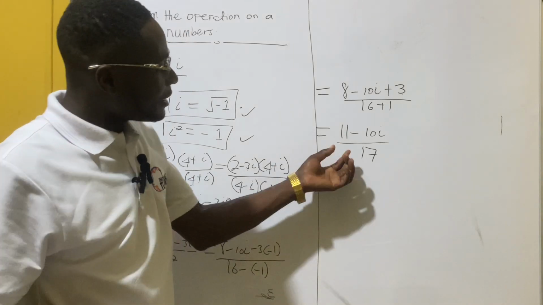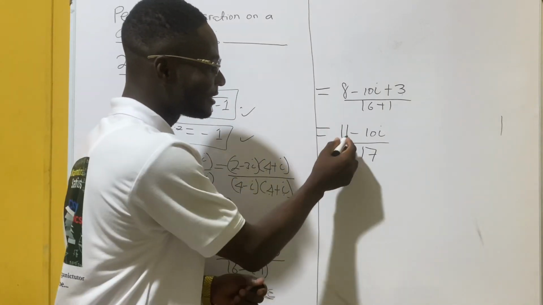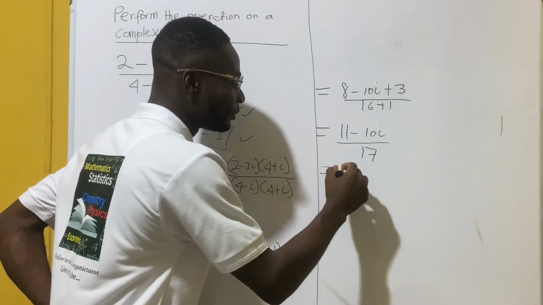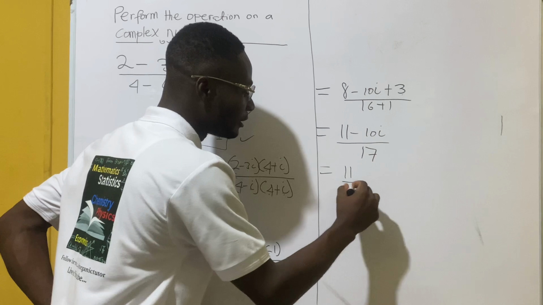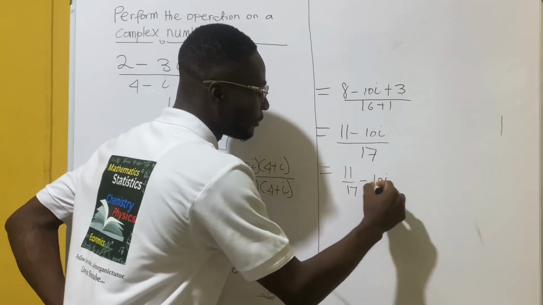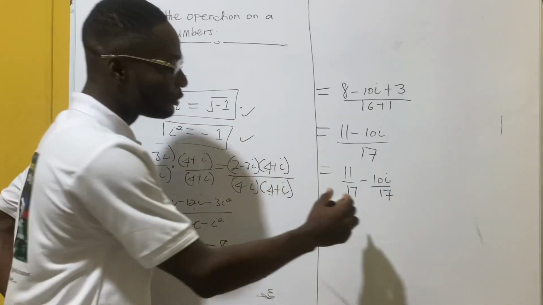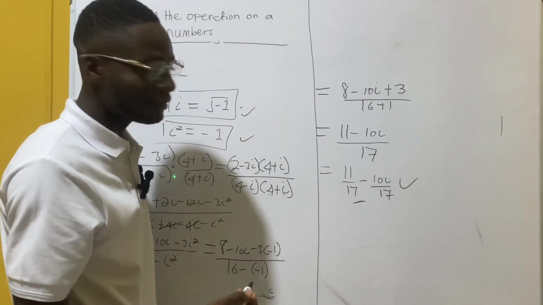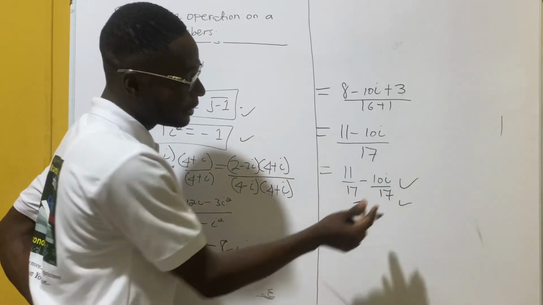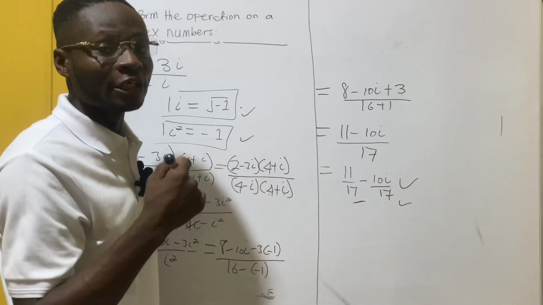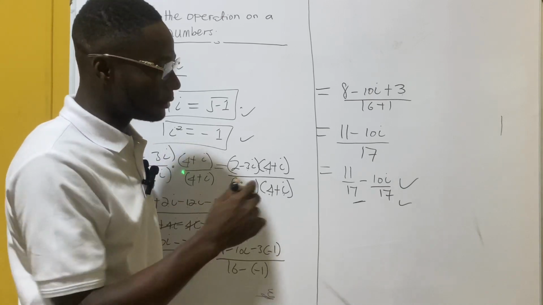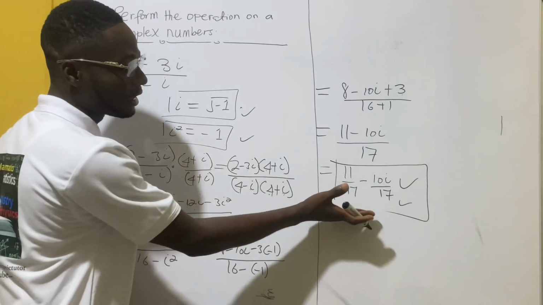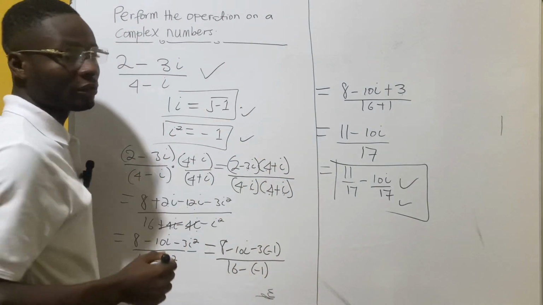Here, it seems like this number and this number want to fight, so let's try to separate them. When we separate them, we're going to have 11 over 17 minus 10i over 17. In this result we have right here, this part is the real part, and this is the imaginary part. The imaginary part is where you have the complex number in the terms. So we have this information now, and this becomes our final answer to this particular solution.